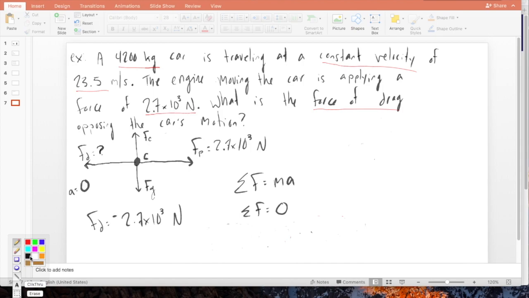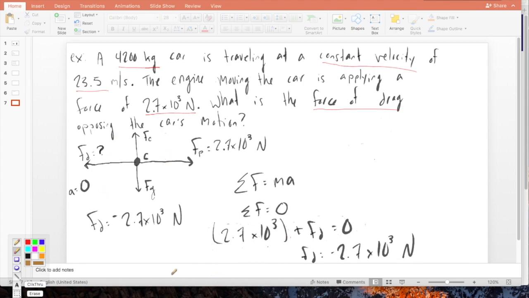So I could say this. I could say, okay, the force of push is 2.7 times 10 to the third. And I know that that plus the drag force has got to equal 0. How do I solve for that drag force? Well, I have to subtract this away from both sides. So I'm going to get the drag force equals negative 2.7 times 10 to the third. Never forget your units, newtons. Exactly what we found here just by thinking about it. These forces have to be balanced because the acceleration is 0.